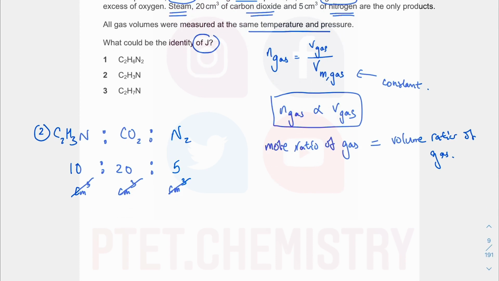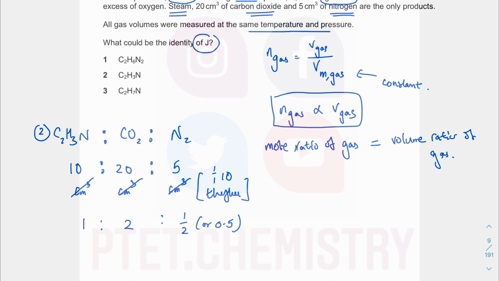So I can simplify by the smallest number, divide by 5 throughout, and I'll get 1. Actually, I don't want to divide by 5, I want to divide by 10 because I want to show for 1 mole of these. It's very important that you get 1 mole of these, and I'll tell you why in a little bit. I want this number to become 1. 10 divided by 10 is 1, 20 divided by 10 is 2, 5 divided by 10 is a half, or 0.5 in decimal. So 1 mole of these will give me 2 mole of CO2.